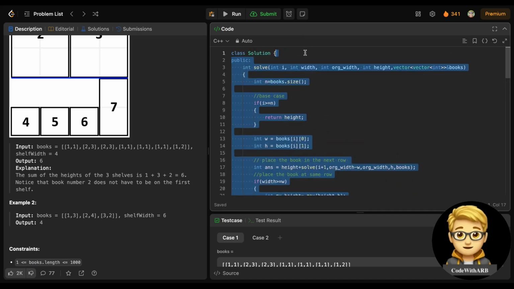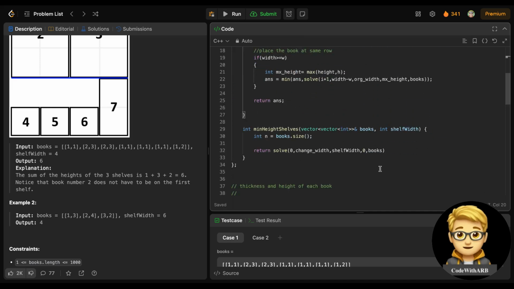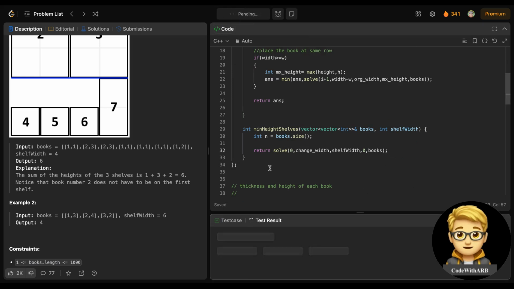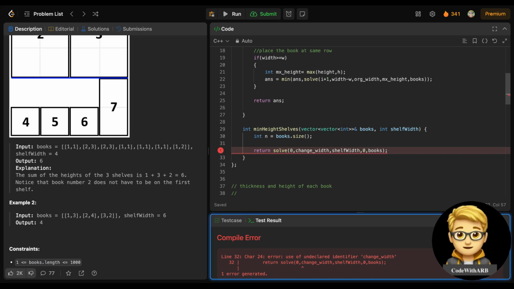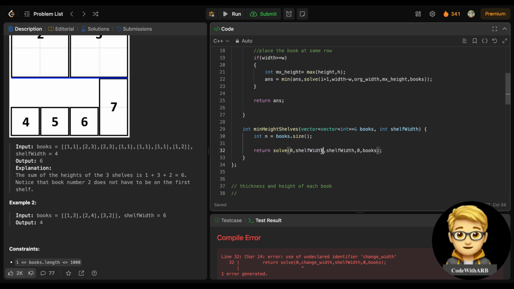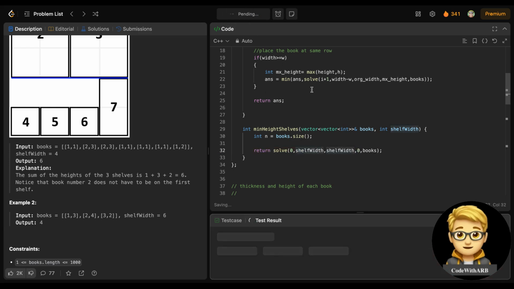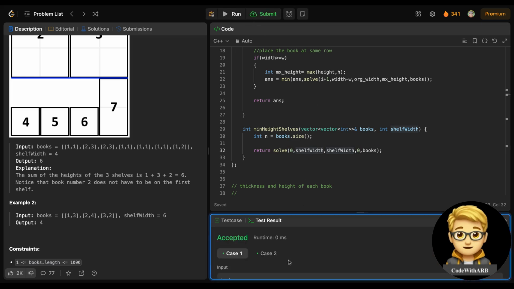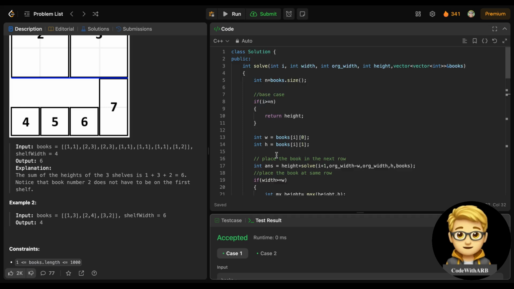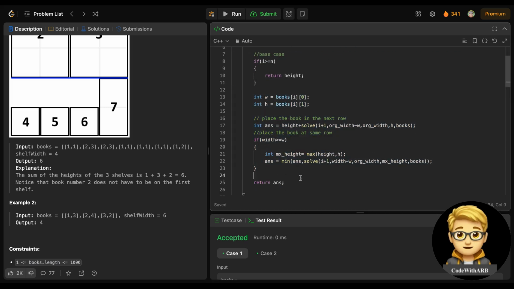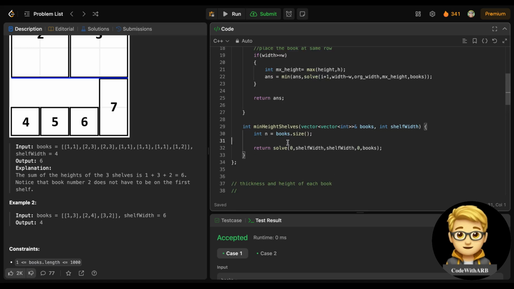So this is just a recursion, we haven't memoized it, but it will work for small cases. Okay, the change width in the starting is the shelf width. So let's just run this. This will work for small cases, but when you submit it, it will give TLE because it is currently 2 to the power of n. One is for here and second is here. It will go for each and every one, but there are many overlapping conditions. So we will further memoize it.